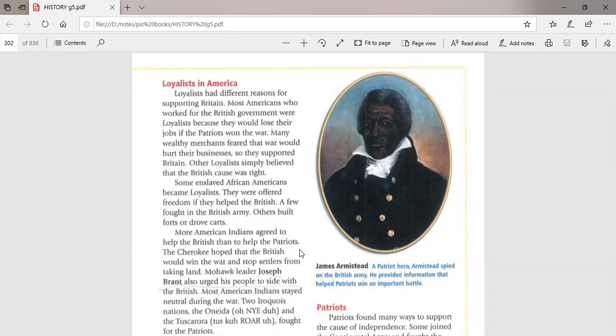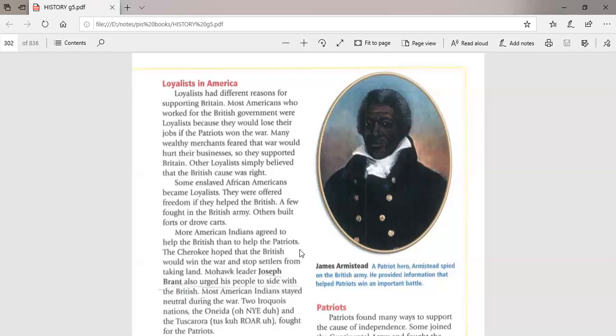Who were the Loyalists? Number one, the people who were working in the British government were Loyalists, because if they didn't support Britain, they would lose their jobs. This is the first group. The second group, the wealthy merchants. The merchants, in general, had to support the king, because if the war started, of course, it would hurt their business.